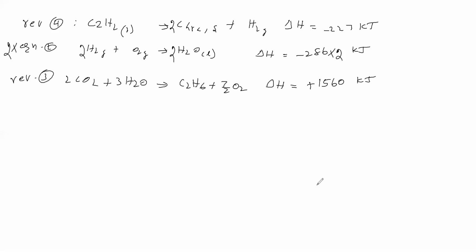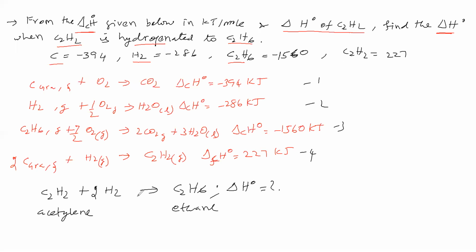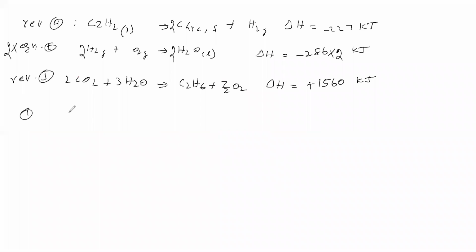Then if you see here, graphite is there. This graphite has to be cancelled. In the required equation, graphite is not there, but in the written equations, graphite is there. So we have to cancel the graphite. In order to cancel the graphite, take equation number 1.